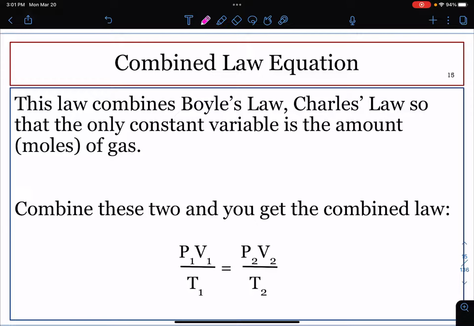Now, if we were to combine Boyle's law and Charles' law, and we're going to keep the number of moles of gas in the system constant, then we can have these two different equations combined into one equation called the combined law. P1 times V1 divided by T1 is equal to P2 V2 divided by T2.